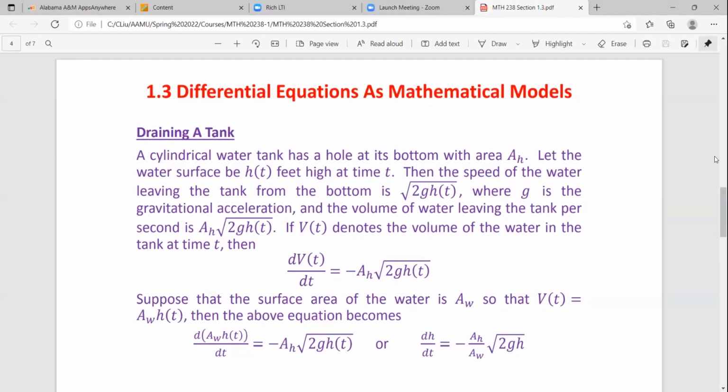And you can use the law in physics to find the speed of the water leaving the tank from the bottom. That would be square root of 2g times h if you use the gravity. Here g is the gravitational acceleration, about 32 feet per second squared, I guess. Yeah.